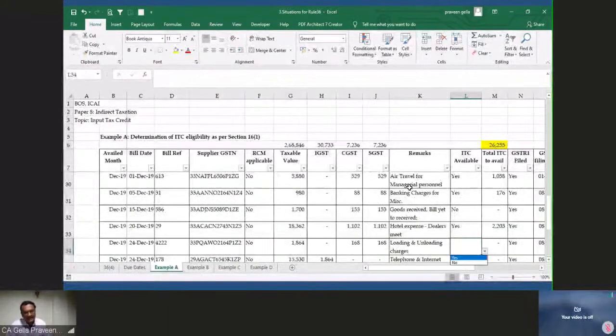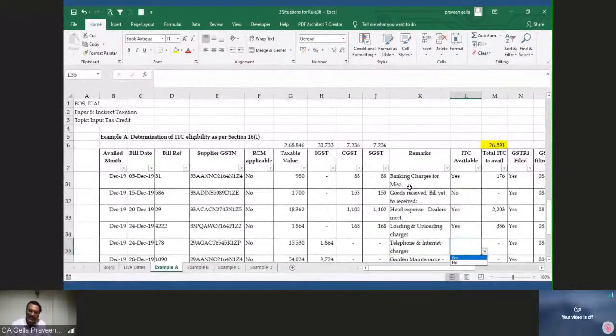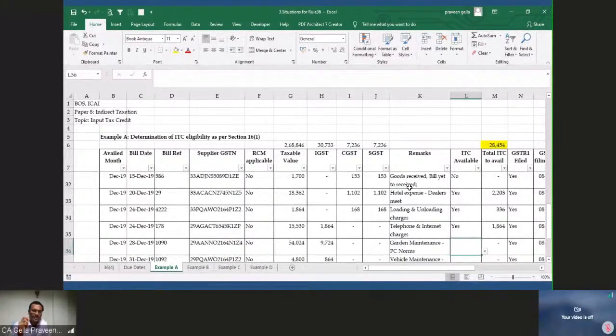Loading and unloading charges, yes, business related. Telephone, internet, again business related, yes. Garden maintenance, PC norms, pollution control board norms. When I say pollution control, friends who didn't understand what PC is and said no, I'm clarifying that. My garden maintenance, as per pollution control board norms, I have to do that.